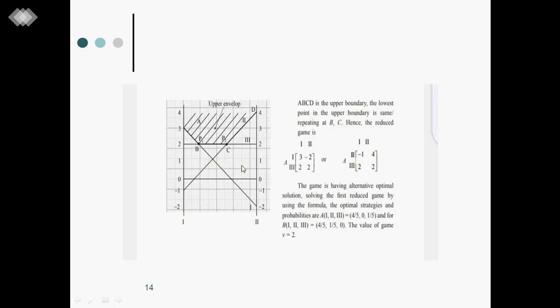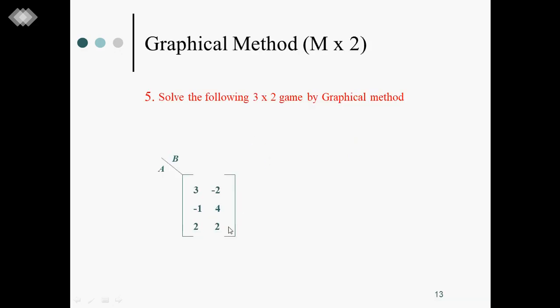Now let us draw the graph. Taking the payoff elements given, the variations are like this: 1, 2, 3. See, strategy 1 is given 2, 2, 2. This one: 2, 2, 2.